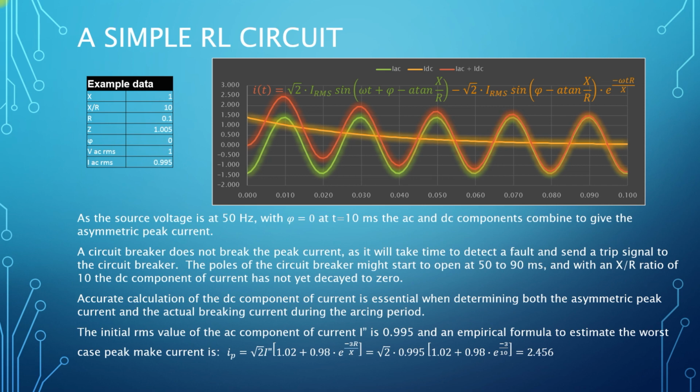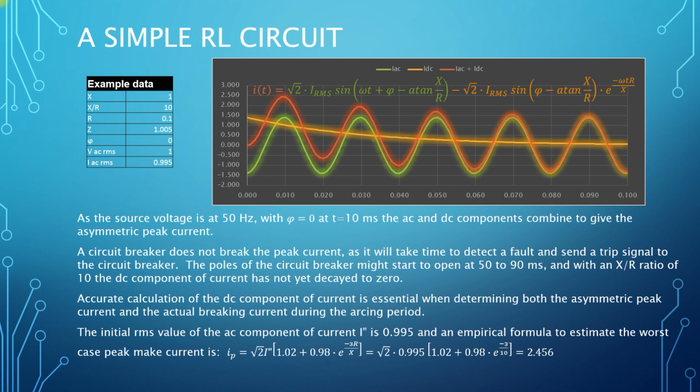So let's look at a simple example. So we have a branch with a reactance of 1 per unit, an X upon R ratio of 10. From that we can calculate the resistance as 0.1 per unit, and we can calculate the steady state impedance as 1.005 per unit. If the applied voltage has an RMS value of 1 per unit, then the steady state AC current is 0.995 per unit.